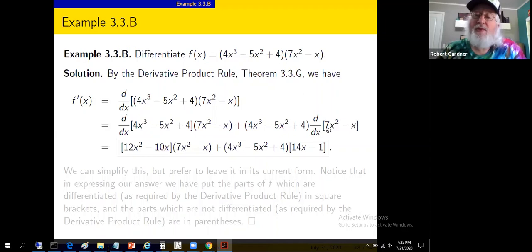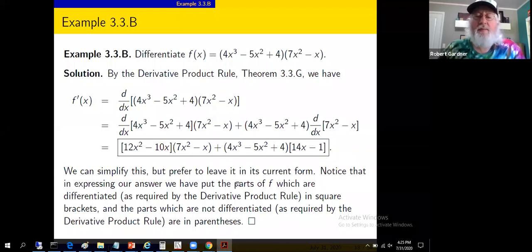And then multiply by the derivative of 7x squared minus x. Derivative of 7x squared would be 14x to the 1. Derivative of x would just be 1 with the negative sign brought along. If we don't multiply it out, there's a derivative. We could simplify it. I tell you what, I like leaving it in that form.